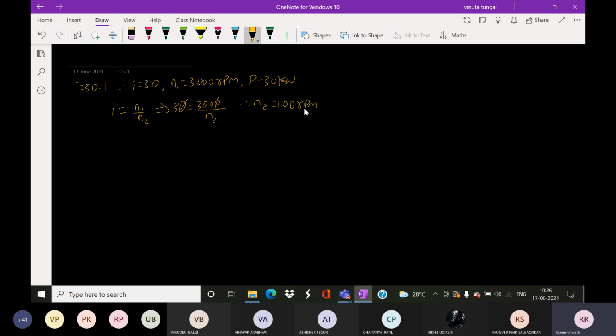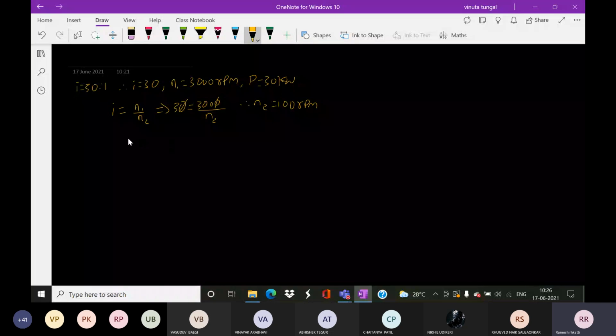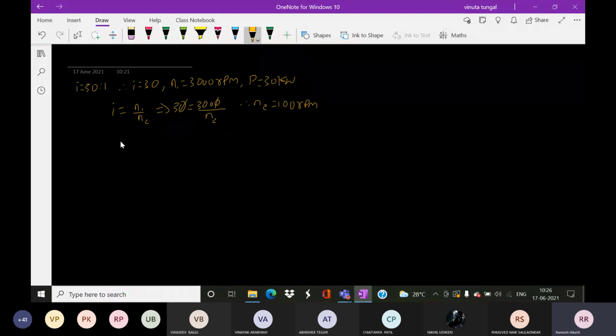After getting N2, if you see the given data, when the center distance is given, you should not assume the number of teeth on the gear and the worm. This is when the center distance is not given. This procedure you have followed in the spur gear also. When the center distance is given, you should not assume the number of teeth.